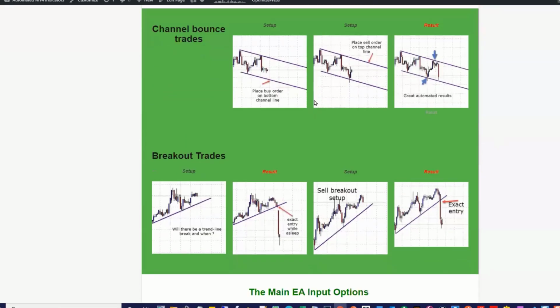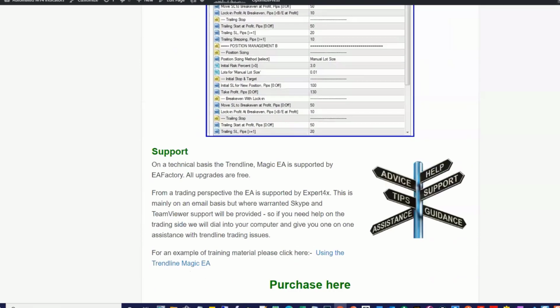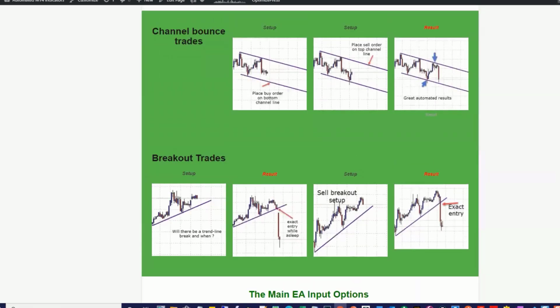So with channel bounces, for instance, you say, if it gets there, I want you to sell, and boom, that's exactly what happens. And on this particular one, if you want to look for a breakout, you say, if it breaks out there, I want you to sell, and it will then control it for you. So this is a pretty handy tool if you are channel trading or trend line trading. This is a fantastic tool for that kind of thing.